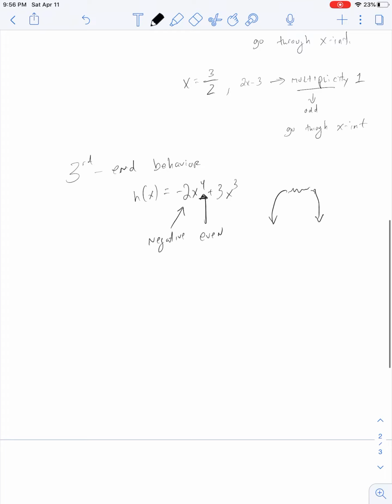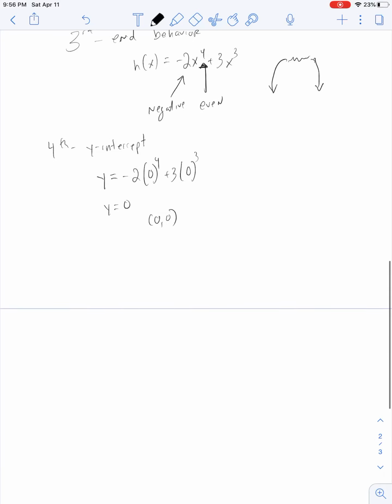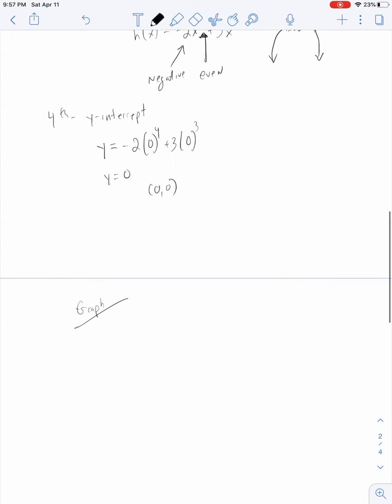Fourth step now is our y-intercept. So this time we say y equals negative 2 times 0 to the fourth plus 3 times 0 to the third. So y equals 0. So our y-intercept is 0, 0. Okay, now we can go ahead and graph this.